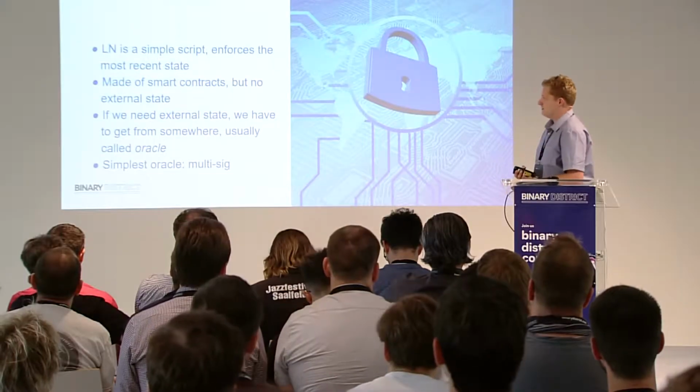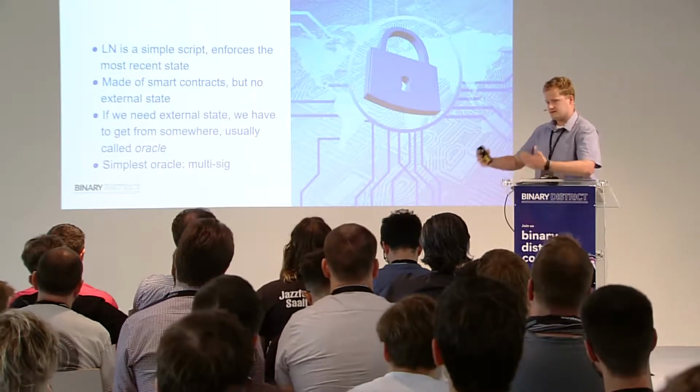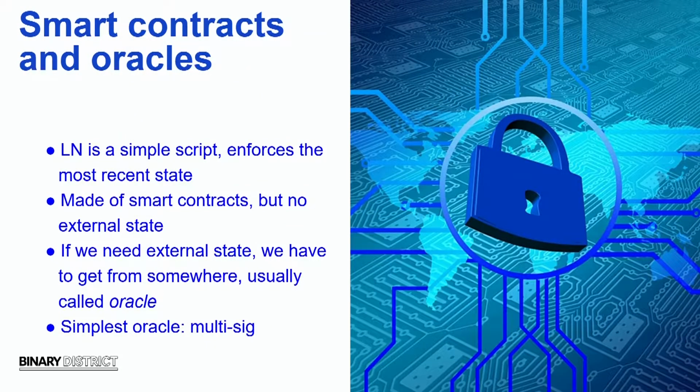If we need external state, like what's the weather, then we need an external party to tell us what the weather is. And not only that, we need to get that into our payment setup somehow, so that if it's sunny, then Bob gets his money. The simplest solution would be to have somebody co-sign the payment, so that if Alice and Bob disagree, then there's a third party that can say, yeah, it's really sunny, so I'm going to sign for Bob to get his money.